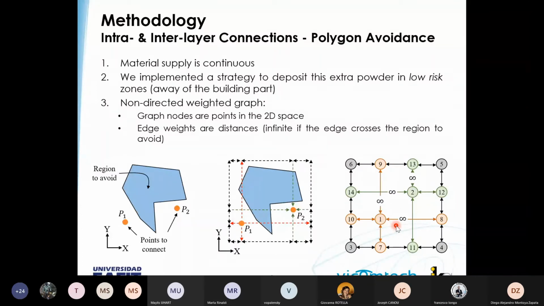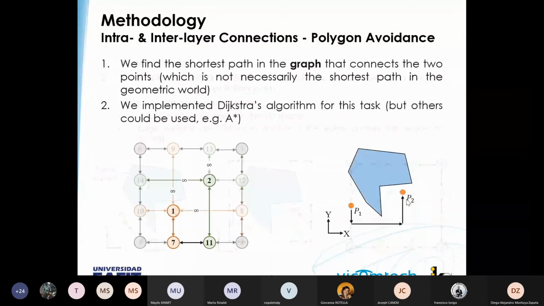In this case, we set the weight as infinite. So right now we have, let's say, a graph, and we have to connect the nodes 1 and 2 in this graph. So right now we have a graph problem. So what we did then was to find the shortest path in this graph that connected the points 1 and 2.